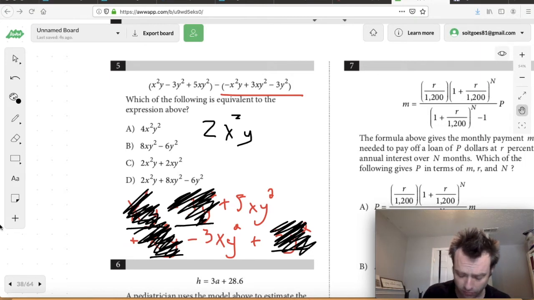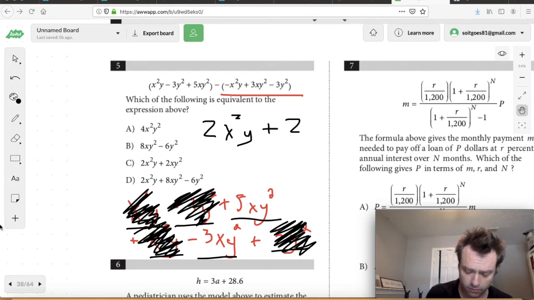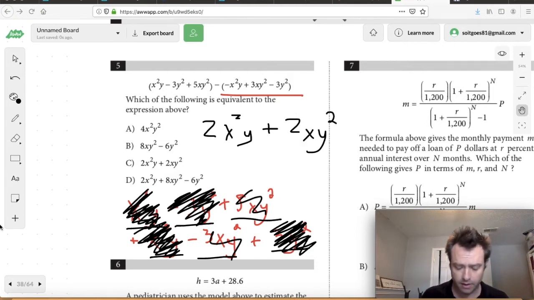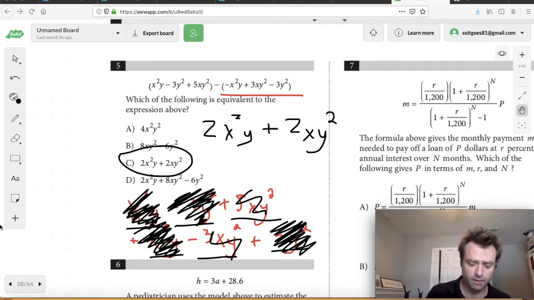I've got two more like terms here. We've got negative 3xy squared and 5xy squared. So you just add the coefficients, and you're left with 2xy squared. Those are gone. And that matches up with answer choice C. So we're good there. Ta-da! Found the answer. All right, great.